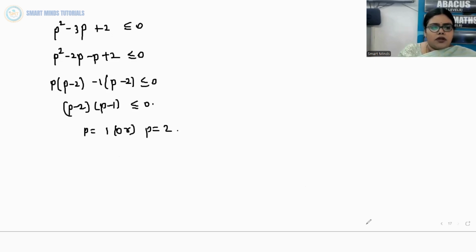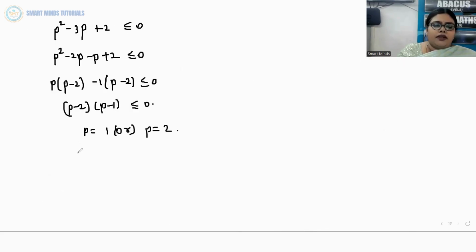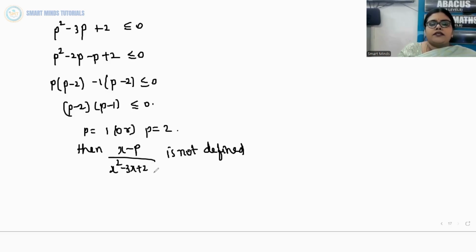So now if you see the question, in the question, denominator is x square minus 3x plus 2. So if it is exactly equal to 1 and 2, it will be not defined. Okay, so if p is equal to 1 or p is equal to 2, then x minus p by x square minus 3x plus 2 is not defined. Because if you split the factors in the denominator, you will get x minus 1 into x minus 2. If you put x as 1 or 2, it will become 0. Denominator will become 0. Therefore, what are the bounds? Bounds are all the p values lie between 1 and 2, excluding 1 and 2.